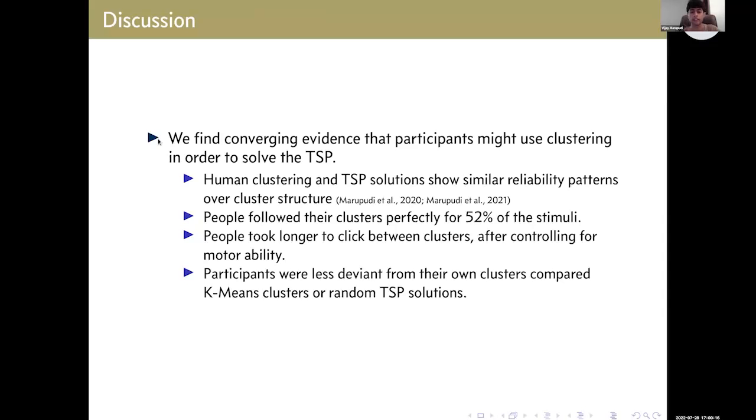So on to the discussion. We generally find converging evidence that participants might use clustering to solve the TSP. In prior work, we showed that clustering and TSP show similar reliability patterns over the structure of the clusteriness of the stimulus. And in this study, we showed that participants followed their clusters perfectly for 52% of the stimuli. Participants took longer to click between clusters, even after you control for motor ability. And participants were less deviant from their own clusters compared to k-means clusters or random TSP solutions.